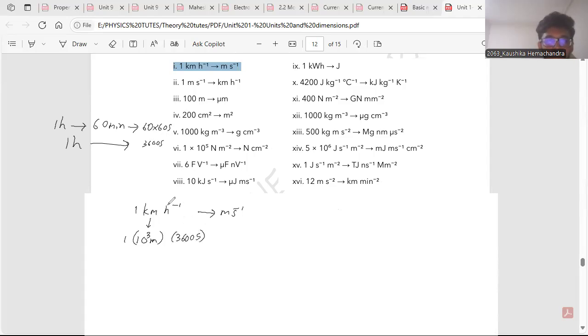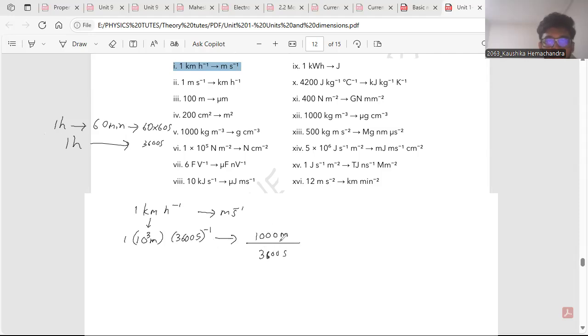3600 seconds is 1 hour, but it's now to the power minus 1. So that means you can open the brackets: 1000 meters divided by, no? Power minus 1 means divide by. That is divide by 3600 seconds.